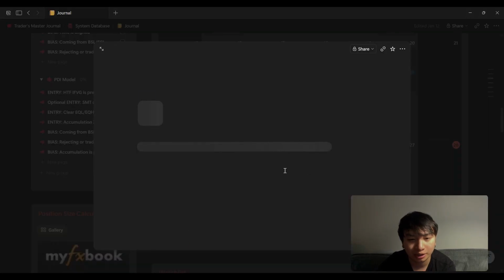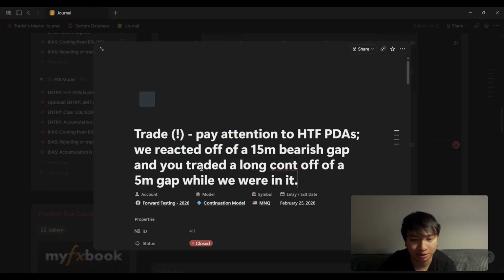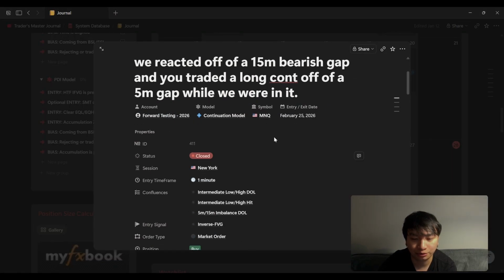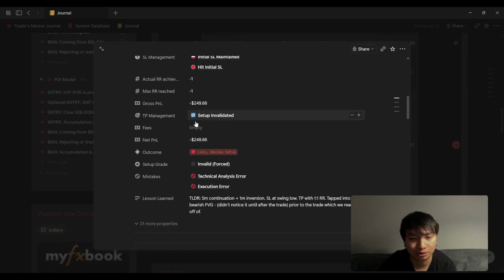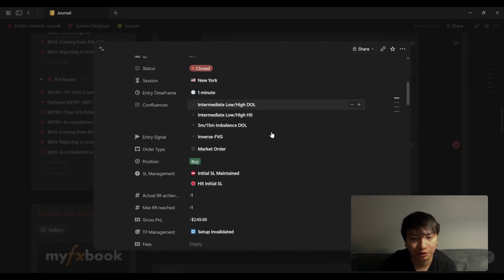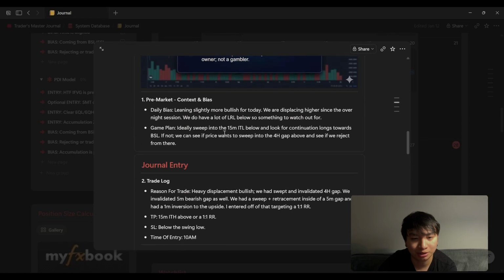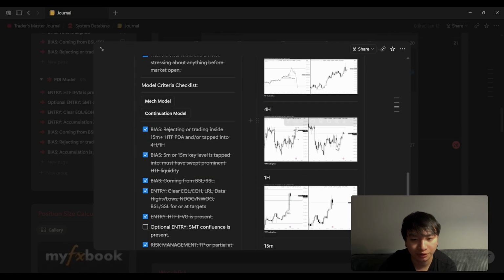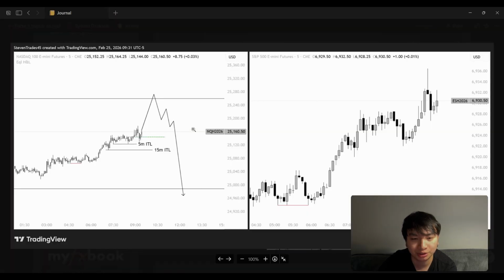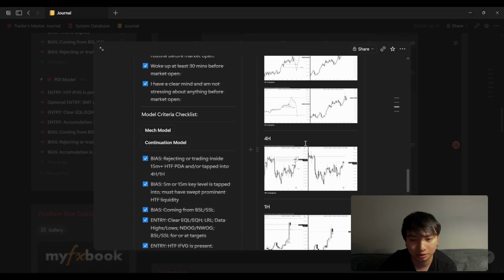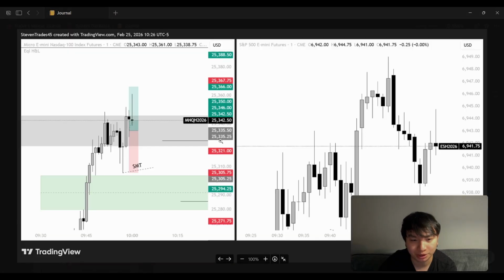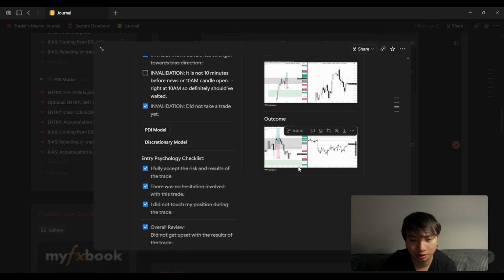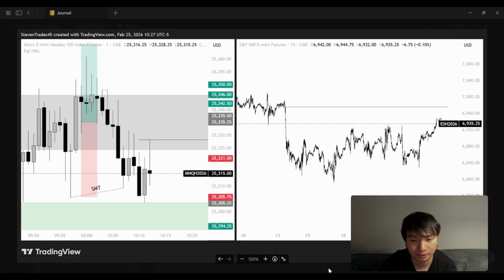So for example, I have something like this from yesterday, February 25th, where I took that loss. This is my journal. Set up and validated. I have all this information, and even pictures of the setup, where I wanted to enter, what I took, and then what happened.